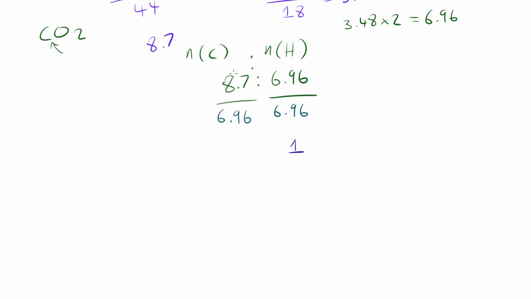On the carbon side, when we do that operation, if you have a go at that on your calculator, what you should find you get is 1.25, okay? Now we need to work towards getting this to an actual whole number ratio, because at the moment it still is not a whole number ratio. We've got a 0.25 here, which is obviously not a whole number.